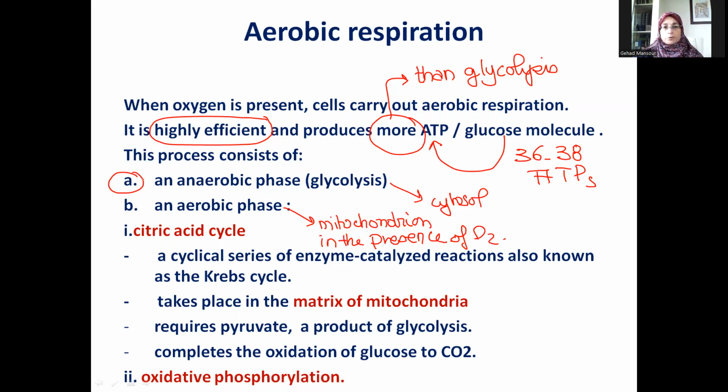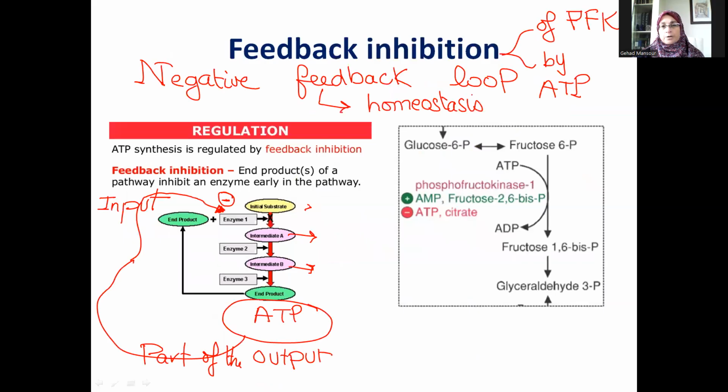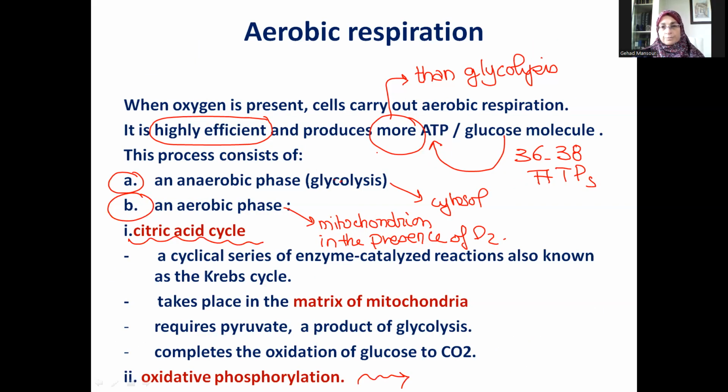Actually, when we talk about aerobic respiration, we say that it consists of two phases: the anaerobic phase of aerobic respiration, which is glycolysis, and then the aerobic phase of aerobic respiration. The aerobic phase consists of the citric acid cycle and oxidative phosphorylation.